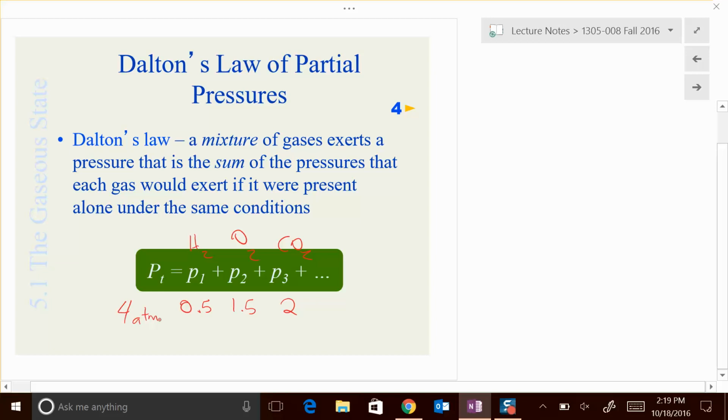So if you had, let's just say you didn't have O2, but you knew the other things. The total pressure was 4, and H2 was 0.5, and CO2 was 2 atmospheres. What's the pressure of O2? Well, you simply subtract those from 4, and you'll find it. So this is very straightforward, Dalton's law. It's just that the sum of the individual partial pressures of the gases is equal to the total pressure.